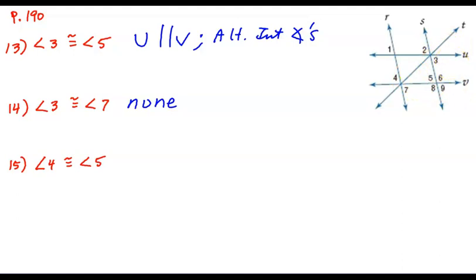A good problem. And then number 15, 4 and 5 are on transversal V, cutting through lines R and S. So R is going to be parallel to S, and 4 and 5 would be corresponding angles. That's our converse. All right, so that's a good chunk of your homework assignment.